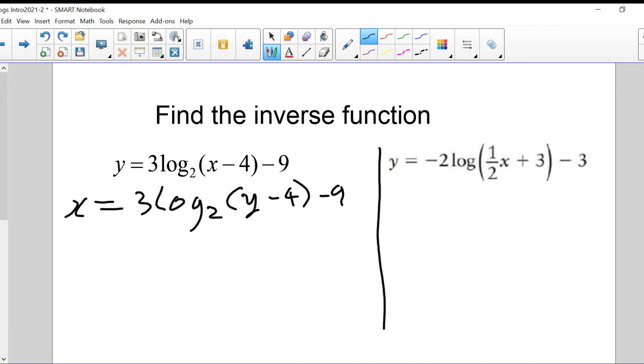Can anybody suggest what the next step might be in isolating that y? What do you think my next step would be to isolate that y? What can I do to the two sides of the equation? It seems hopefully fairly obvious. Okay, moving the 9 to the left. When you say move it, be more specific. Add it. Correct. I'm going to say x plus 9 is now equal to 3 log base 2 of y minus 4.